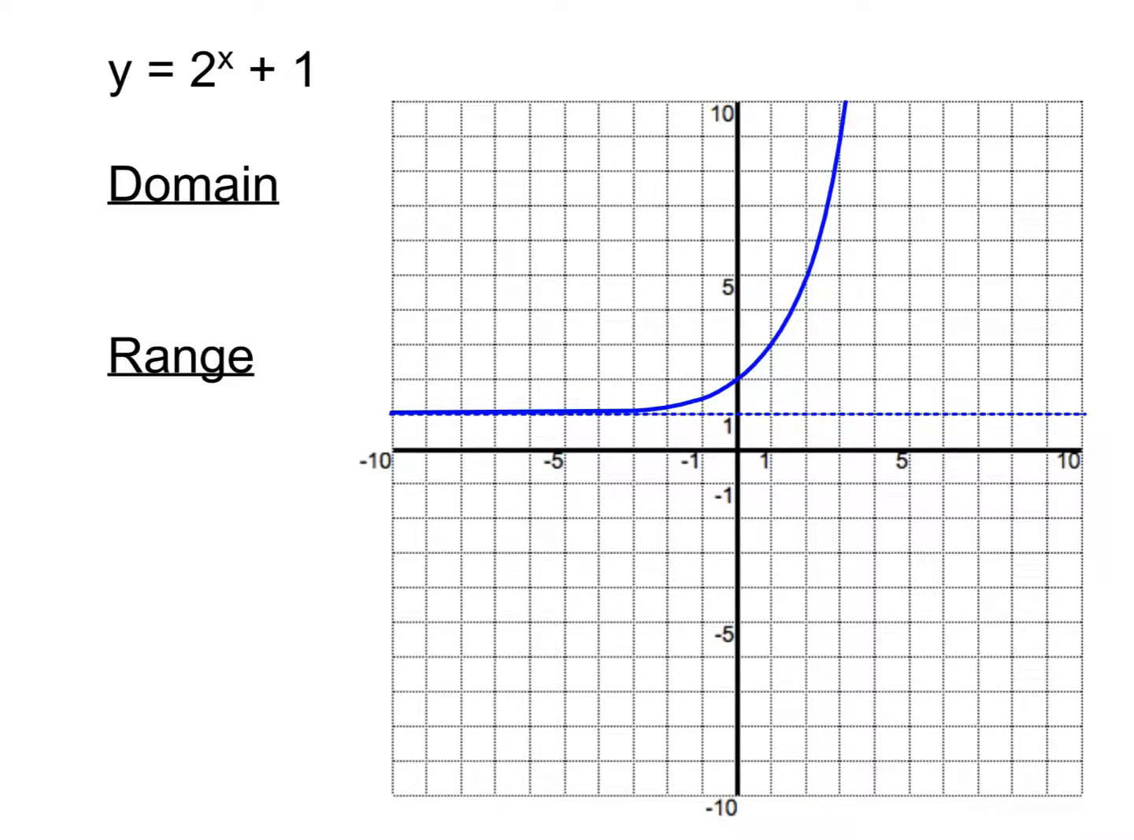And so, seeing that, we can see how we made this graph. We start by taking this plus 1, which moves it up 1, and that's where the asymptote went. And then from there, exponentials start up 1.